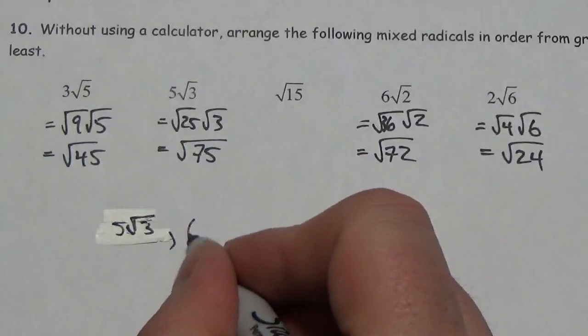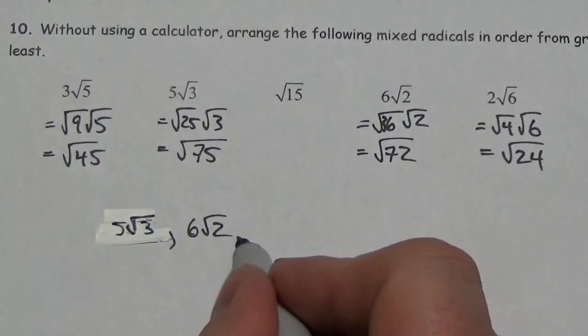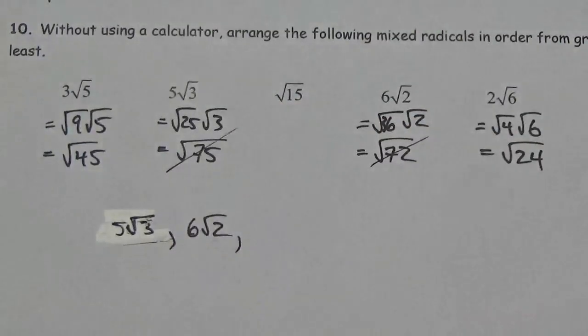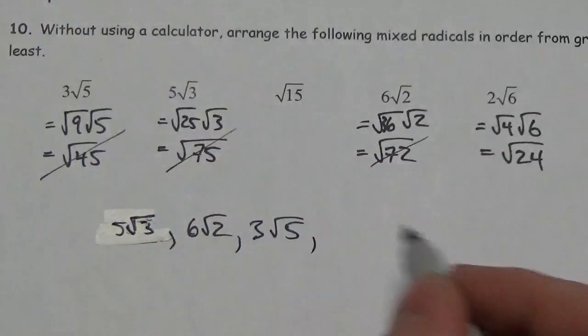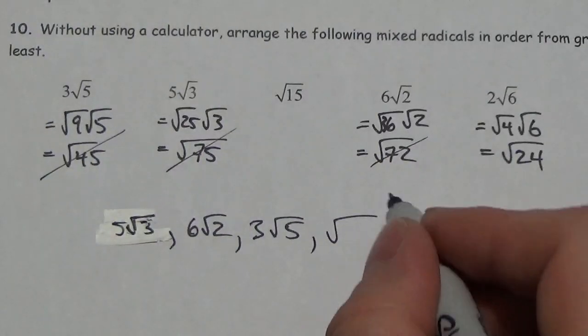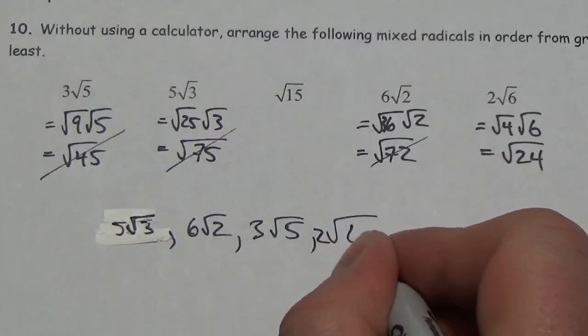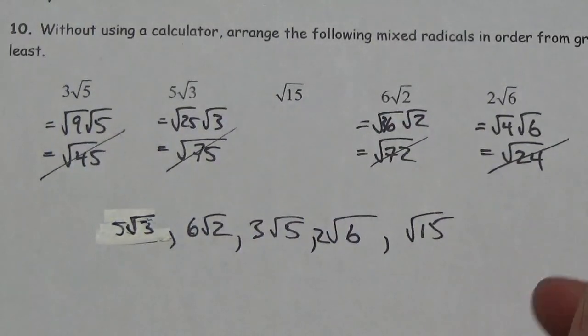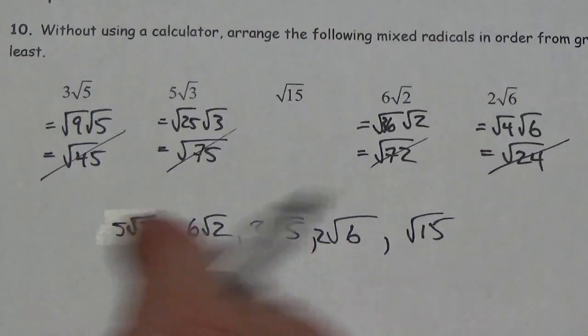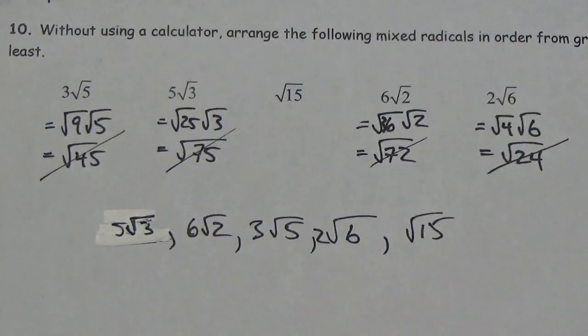Our next one is going to be 6 root 2. Okay, so that one's gone, that one's gone. Then 3 root 5, that one's gone. Root 24, whoops, sorry, not root 24, 2 root 6 is the one I want to write, gets rid of this one. And then finally that root 15, just hanging out at the end there. And now they're in the correct order from greatest to smallest.